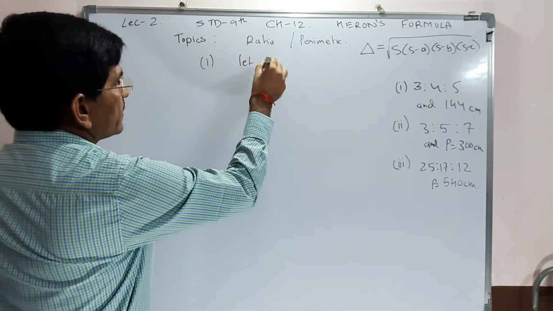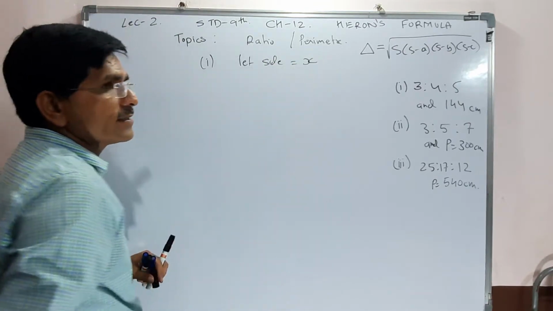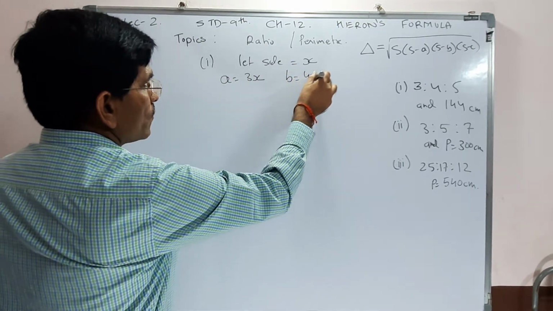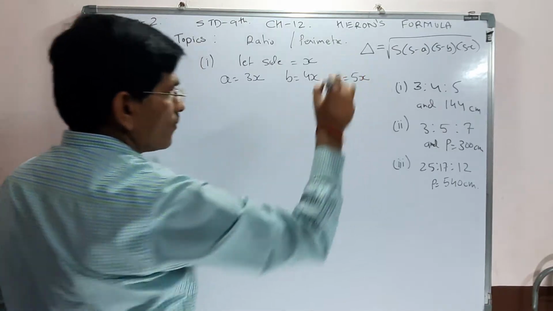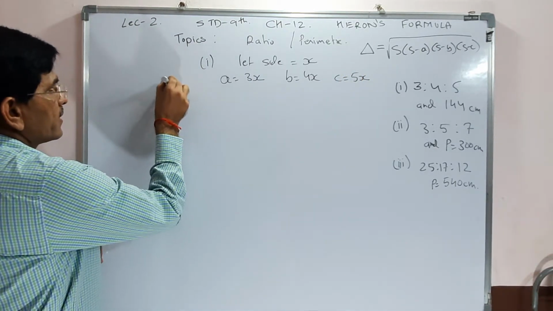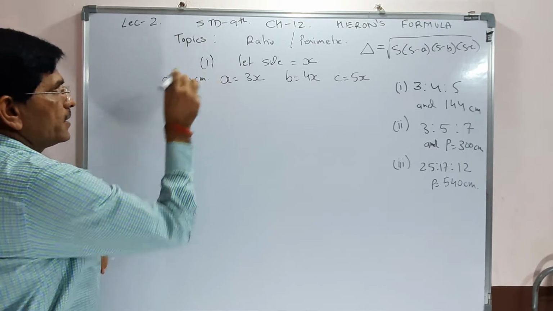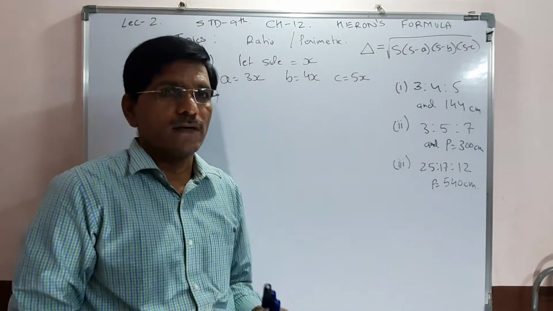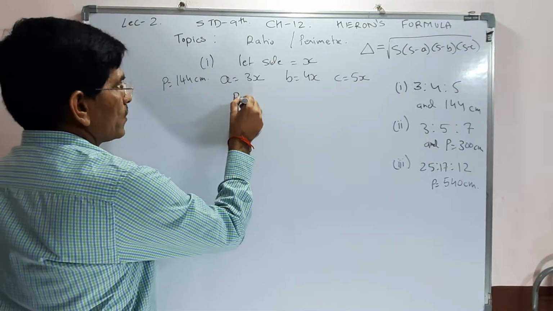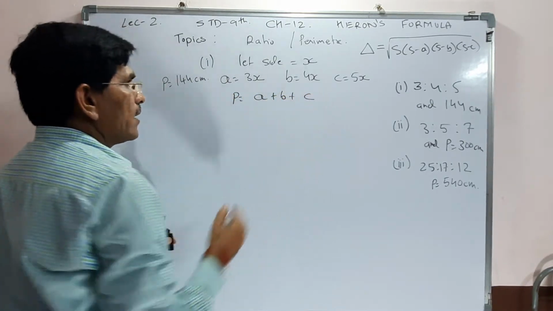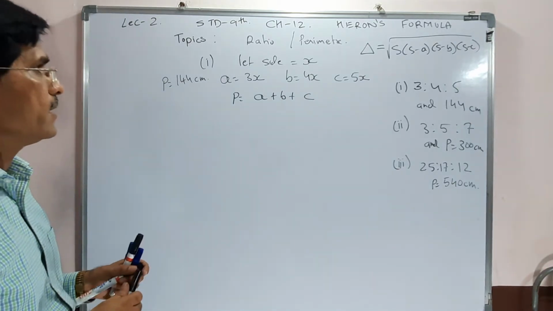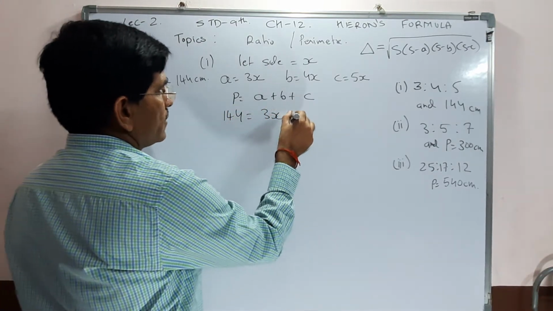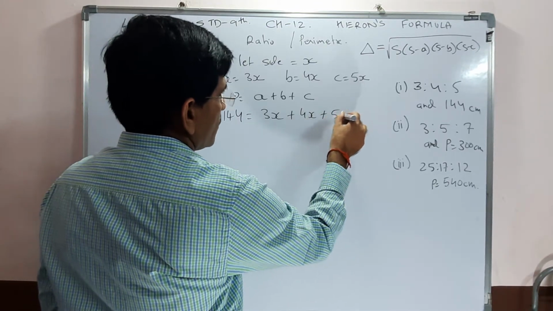Let the side be x. So we can say A is equal to 3x, B is equal to 4x, and C is equal to 5x. And the perimeter is given as 144 centimeter. Now, by using the perimeter, P is equal to A plus B plus C. We have to put the values of P, A, B and C. So 144 is equal to 3x plus 4x plus 5x.